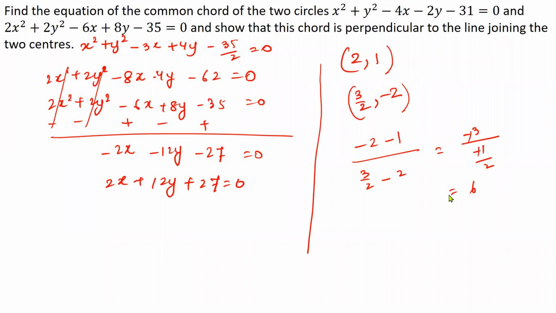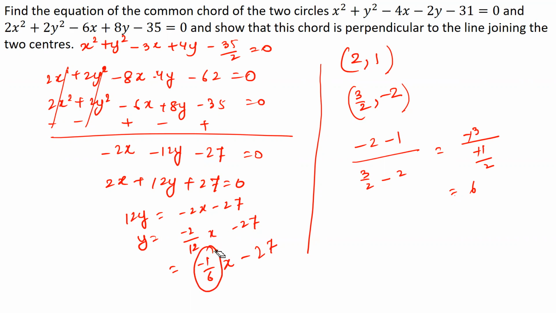So this is the slope of the line joining the centers, and this is the chord. The slope of the chord is given by writing it in the form y is equal to mx plus c. So 12y is equal to minus 2x minus 27. So y is equal to minus 2 by 12 x minus 27, so minus 1 by 6 x minus 27. This is the slope of the chord because y is equal to mx plus c, and this is the value of m.